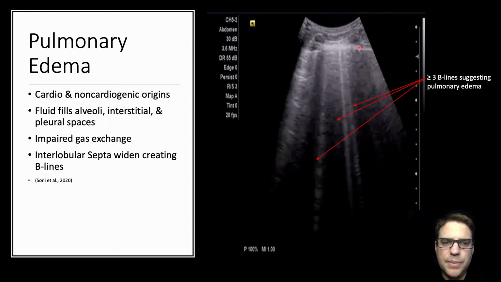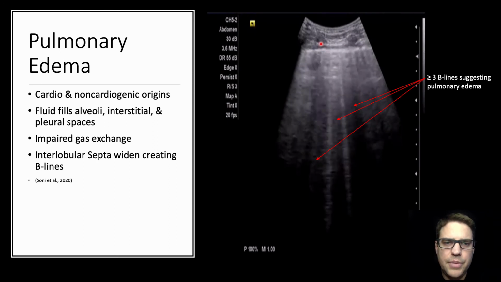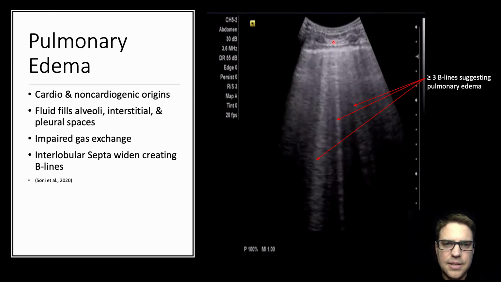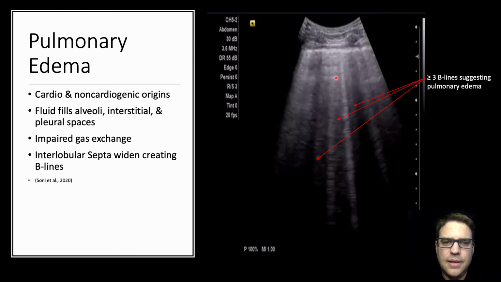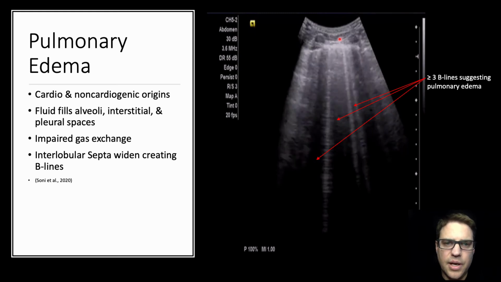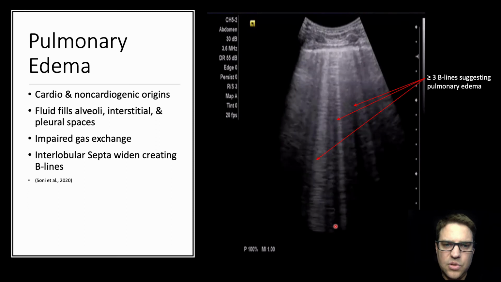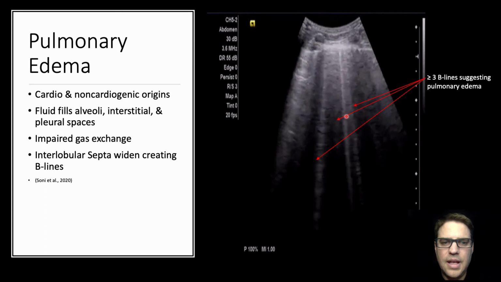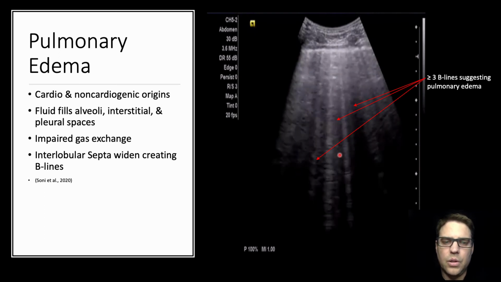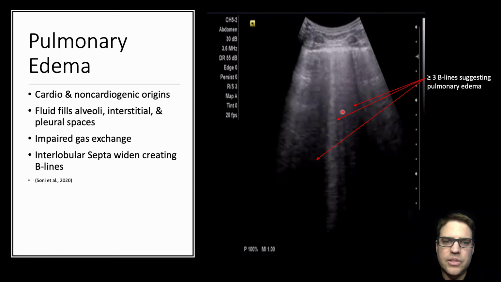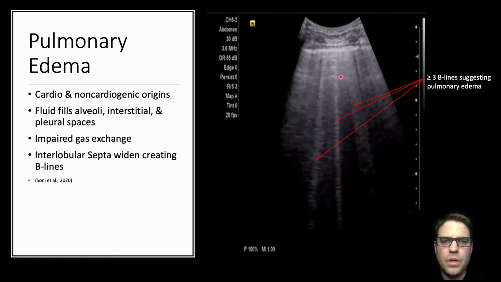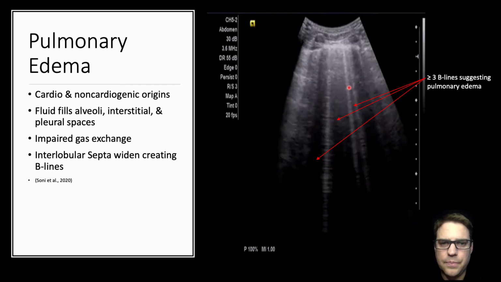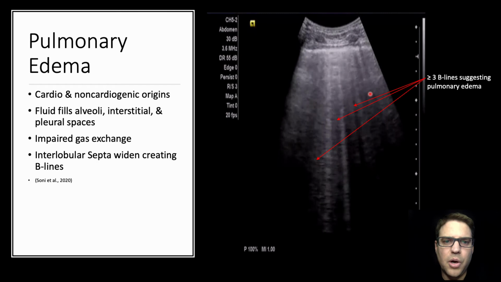So over here at this moving image, we can see that there's a pleural line. There's a rib with rib shadows. And we can see the bat sign is intact. And looking at these hyperechoic vertical lines, we see that they're not above the pleura. They do extend all the way into the periphery. There are more than 3 per intercostal space, and they move with lung sliding. So you can tell just by those that these are B lines, which suggest fluid in the lungs. And so they're very suggestive of pulmonary edema.